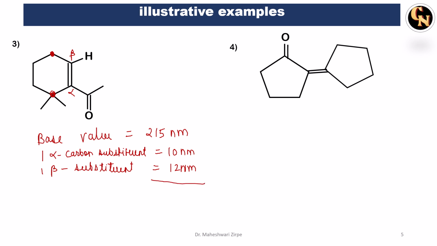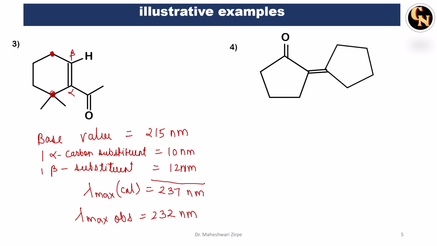So we are going to just do the total of these three, and it is 215 plus 10 plus 12, which comes out to be 237 nanometer. So your lambda max value calculated comes out to be 237, whereas lambda max observed was found to be 232 nanometers. So let us go to the next Enone system.